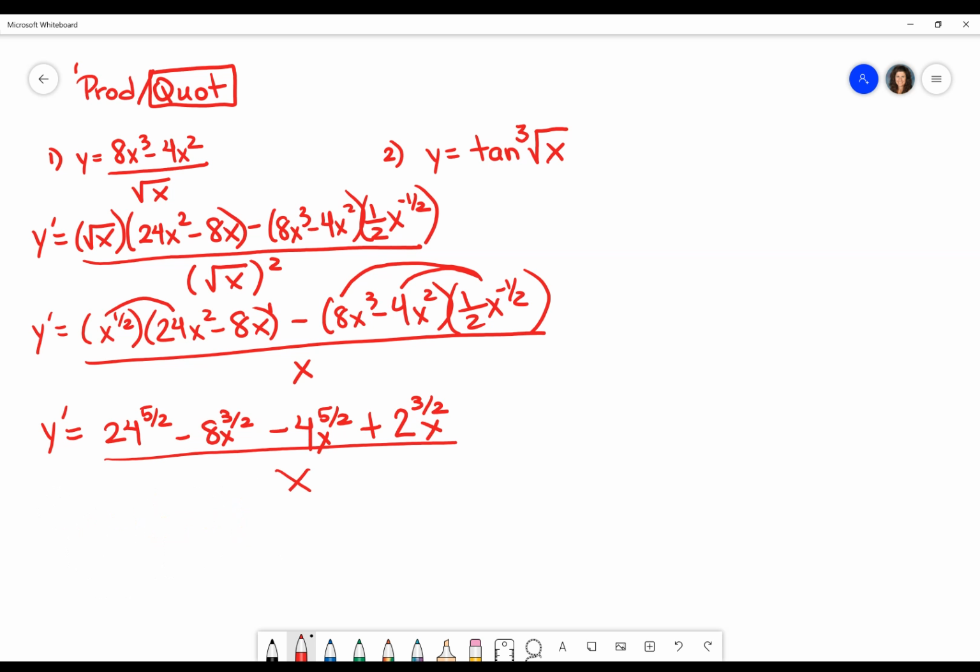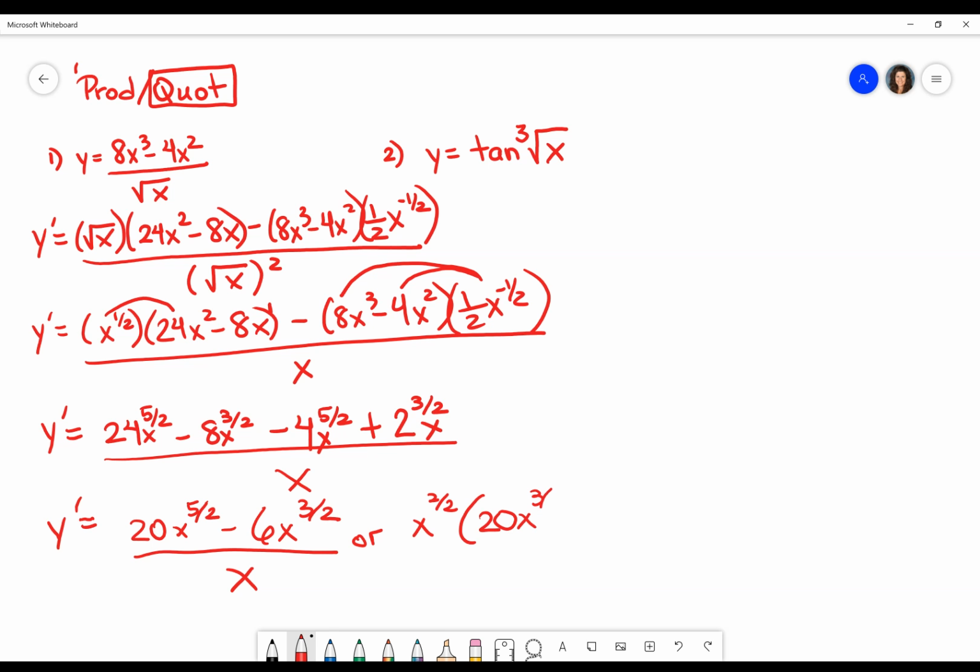So if I continue then, this is just algebra combining like terms. So I end up with 20x to the 5/2. I can't believe I kept forgetting to write that x. And then it's minus 6x to the 3/2, all over x. I could even simplify more because I noticed that there's an x in common. Like if I take out an x to the 2/2, I end up with 20x to the 3/2 minus 6x to the 1/2. Do you see that? And that's all over x to the 1, which is the same as 2/2. So actually that would be the best simplified answer. Yikes. That's more algebra than calculus, to be honest.